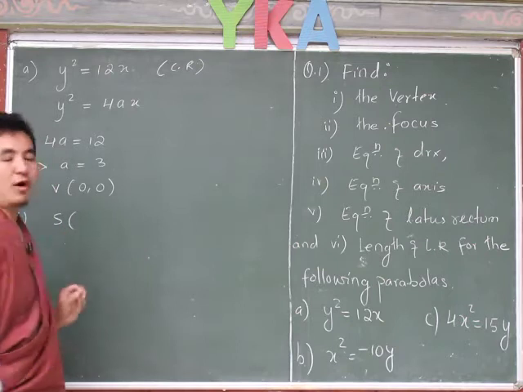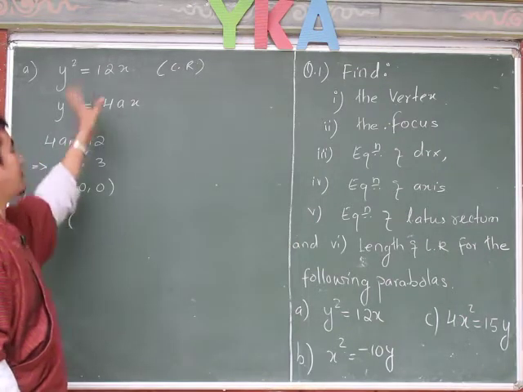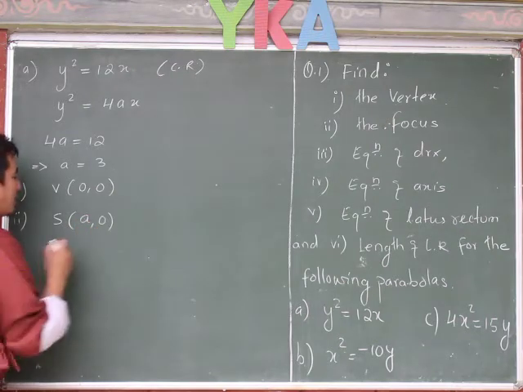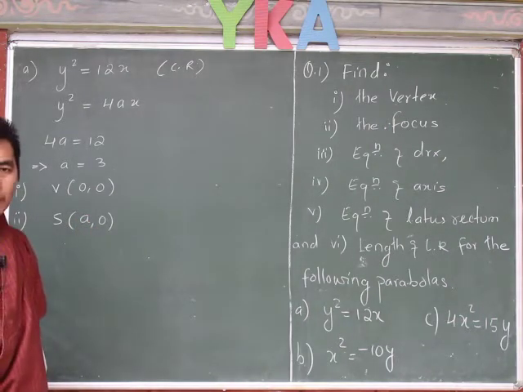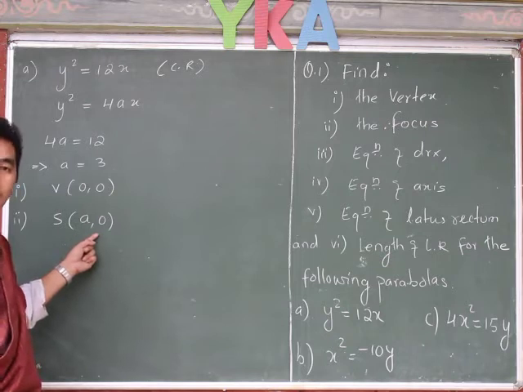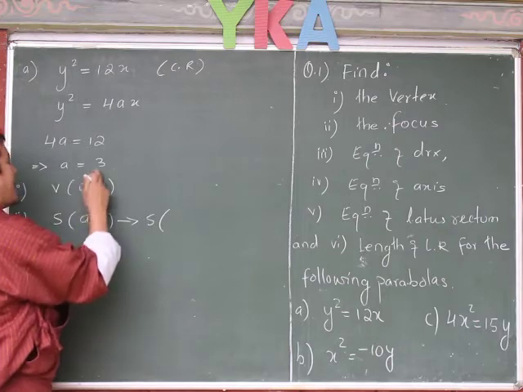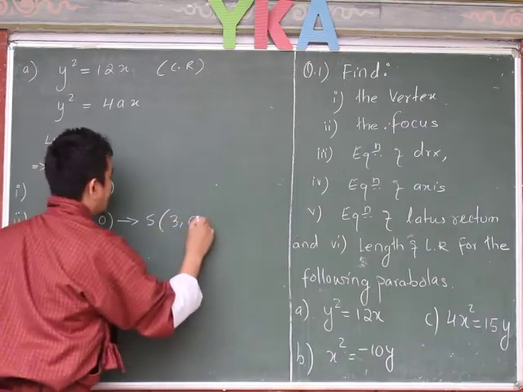So in the case of the focus for a concave right, what's the focus we have? The focus is (a, 0). I hope you got this one. Now, what's the value of a we have? The value of a is 3, so the focus is (3, 0).